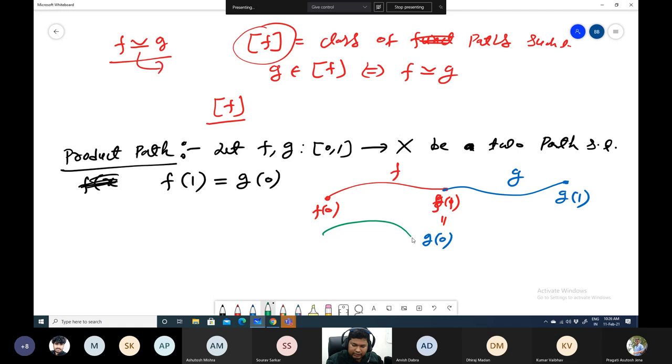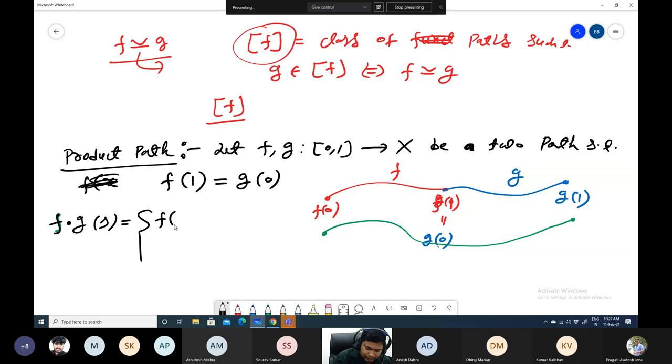So what we will do, we will go along this in twice speed, and then go along this again in twice speed. Here f travels 0 to 1 and g also travels 0 to 1, and here we take that speed twice. That means when we travel 0 to half, we will cover the distance covered by f from 0 to 1, and then from half to 1 again we go in twice speed, so that we can cover the distance traveled by g from 0 to 1. So that's all. Therefore we define the product of paths, f dot g, that is the simple notation again.